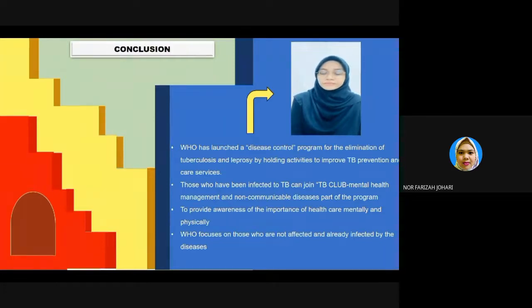are experiencing. Not only that, mental health management activities and non-communicable diseases such as cancer are also part of the program. This is to provide awareness of the importance of healthcare, not only mentally but also physically, to live a good life in the future. However, WHO not only focuses on people who have not been affected by the disease, but they are also ready to provide services and counseling to people who are already infected so that they always have the spirit to fight the disease. That's all from us.